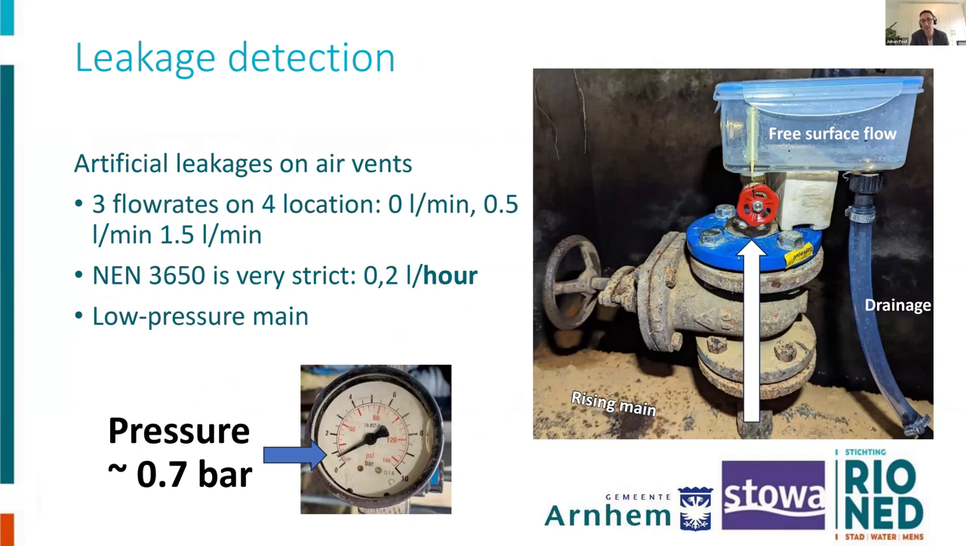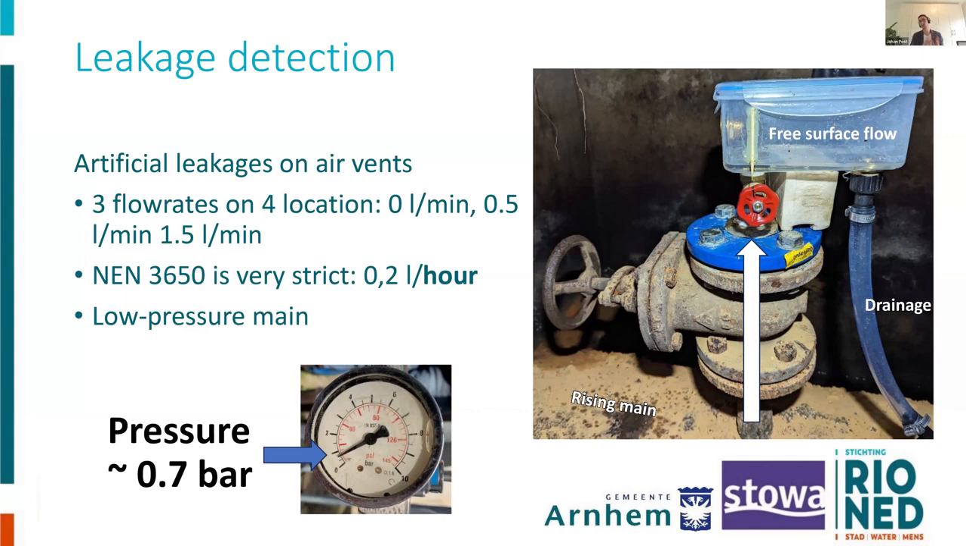Only we created leakages on the air vents. On the right image, you see an air vent which has been modified to be able to preset a leakage with a certain flow, which we calibrated before they started the test. Then it flows out on the top, and it's drained with a pipe to a jerry can, which caught all the drainage water.